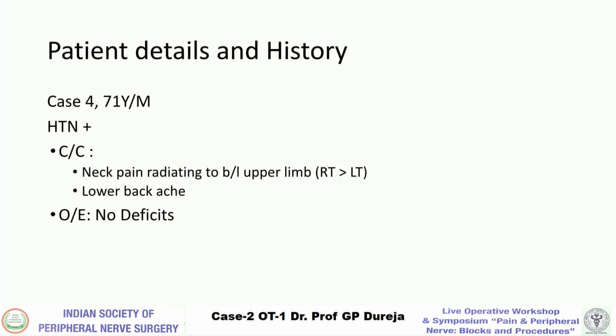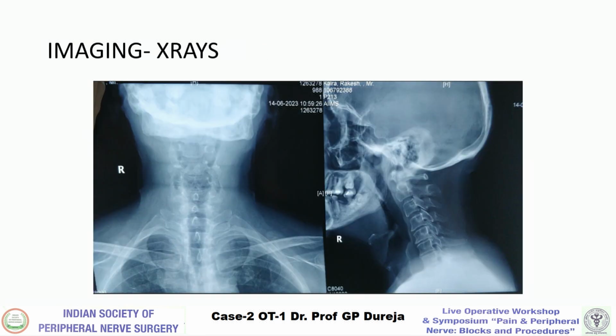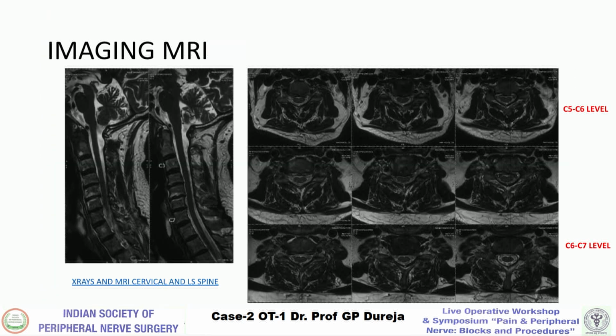So he's a 71-year-old gentleman with a known case of hypertension with complaints of neck pain radiating to the bilateral upper limbs. His symptoms are more towards the right side. He also has lower backache with no radiation. On examination, there are no deficits and the reflexes are also normal. On imaging, he has findings at C5, C6 and C6, C7.